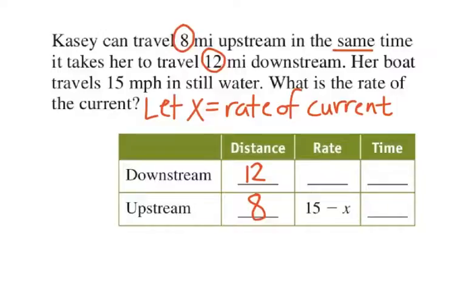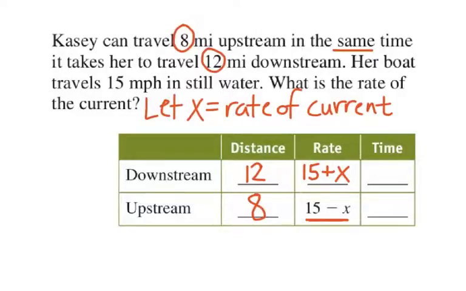And here, if we know that the boat travels 15 miles per hour in still water, when it travels upstream, the current will slow it down. So that's why we see 15 minus x for the rate upstream. The flip side of that is if you're going downstream, it will be the speed of the boat in still water plus the speed of the current. So going downstream, the current makes the boat go faster.